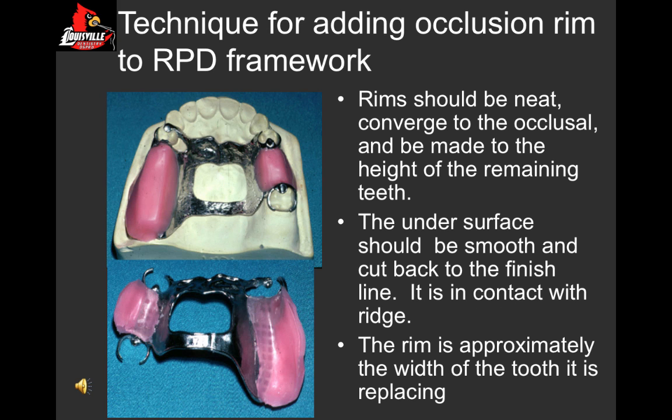The rims should be very neat and converge to the occlusal and be made to the height of the remaining dentition. The undersurface should be very smooth, and you should cut back the wax to the finish lines on the framework. It is in contact with the ridge and will give you adequate support. The rim is approximately the width of the tooth it is replacing.